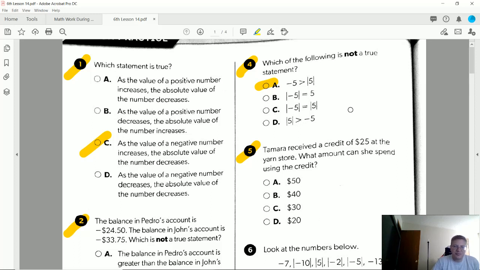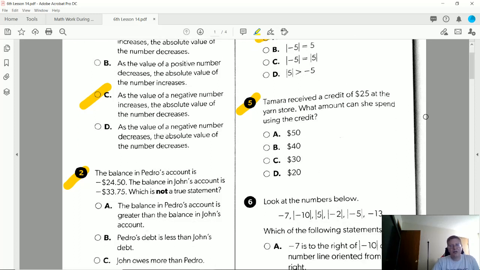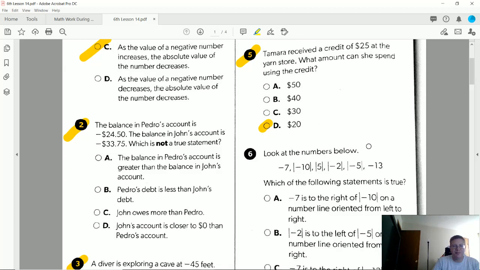Negative 5 and positive 5 absolute values are worth the same, and an absolute value of 5 is greater than negative 5. Number 5, Tamara received a credit of $25 at the yarn store. What amount can she spend using this credit? So let's say that I have a gift card that has $25 on it, and I can only spend that amount or less. So the only one that would work for that would be letter D, which is $20.